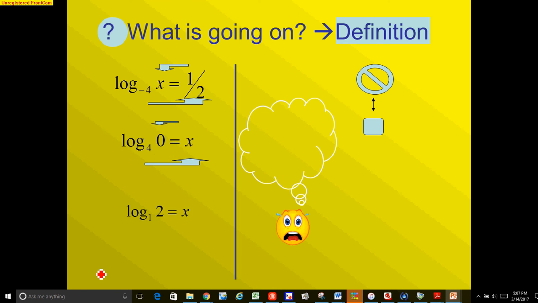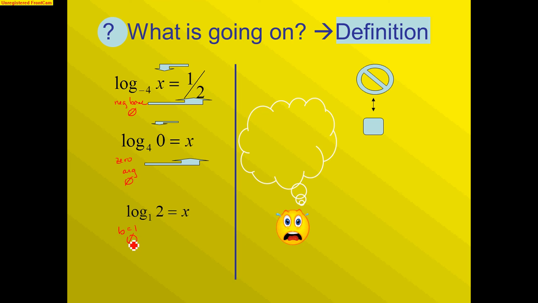How about this one? What rule am I breaking? So this one was negative base, not allowed. This one was zero argument, not allowed. This one is base equal to 1, also not allowed. So let's see what the deal is with that. We're going to dipsy-doodle it, write down 1, raise it to an exponent, and get 2. What happens when you repeatedly multiply 1, I don't care how many times? 1 times 1 times 1 times 1 times 1 times da da da. That won't ever be what?